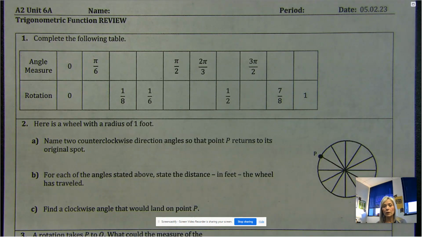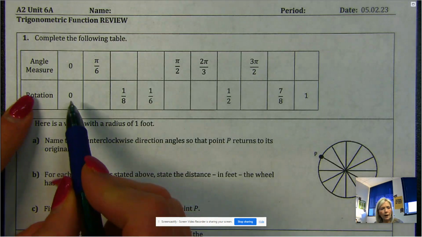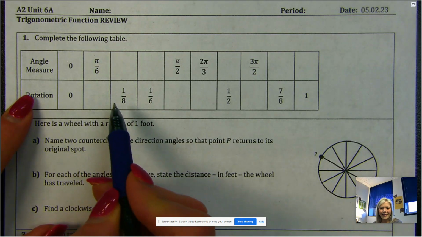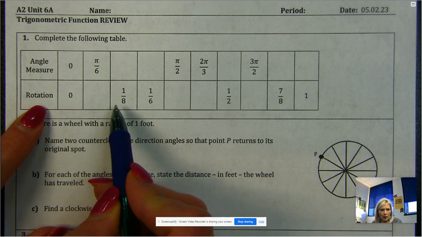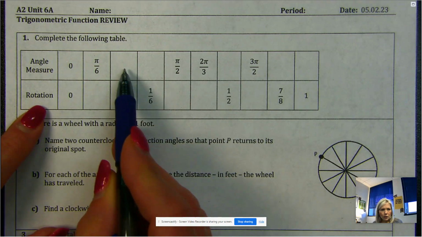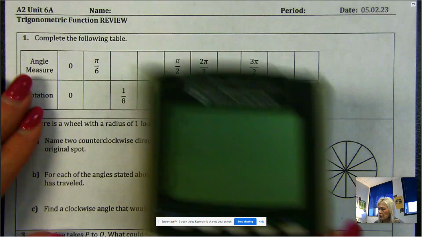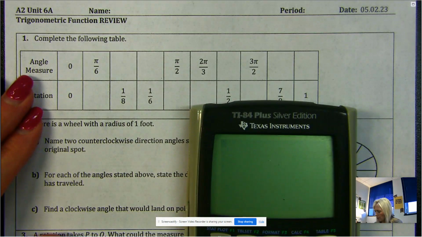So the first section, switching between angle measure in radians and how much of a rotation of the entire circle. Knowing that the full circle is 2 pi radians, that's the value that we use to go back and forth. I think it's easier to think about going from the rotation to the angle measure. So I'm going to take that 1/8 and multiply it by 2 pi.